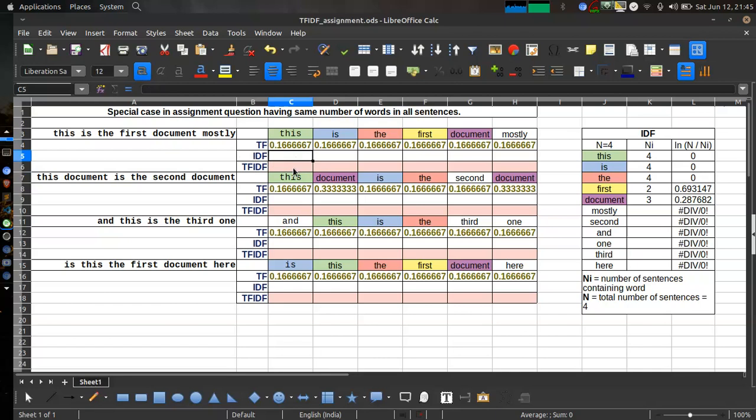So why are we having this 0, and what is the importance of having TFIDF of 0 for this? Because see this word, right? Even "this", "is", and "the" are occurring in all the sentences, right? In most of the sentences. That means it's not having any value, right? It is a very common thing, right?